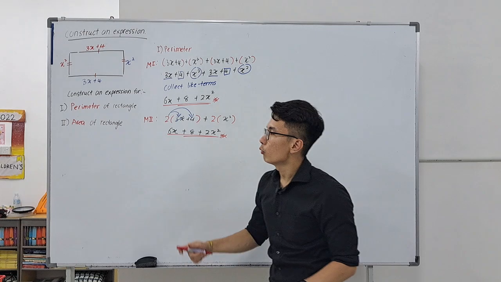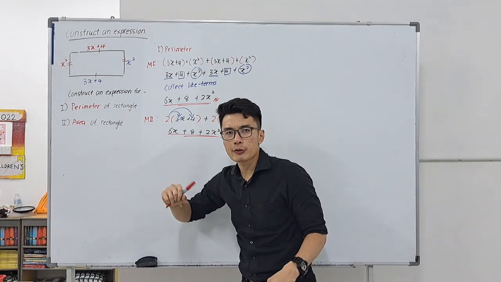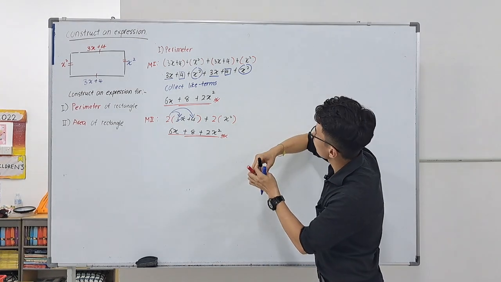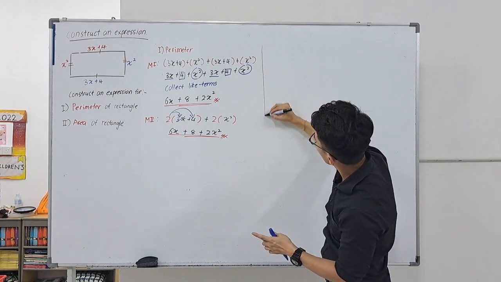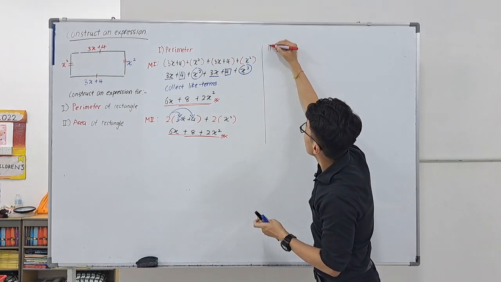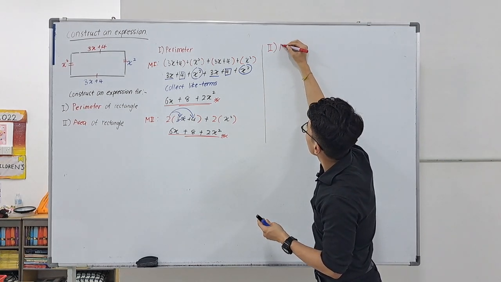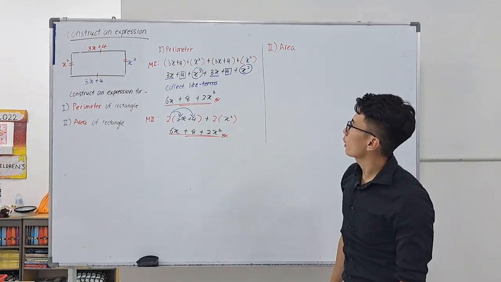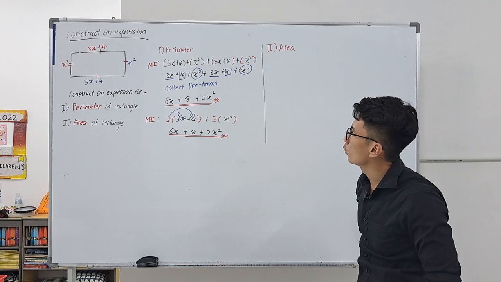Now what we did just now was for perimeter. What about area? Okay, let's do the second part. Let's do 4 and area. Okay, so what can we do over here? Let's see what we can do over here.